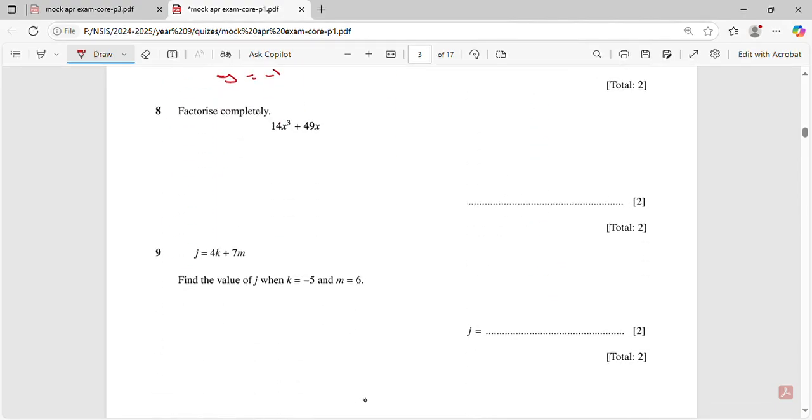Now for the next one, factorize completely. Of course, I have to look at the coefficients first, 14 and 49.